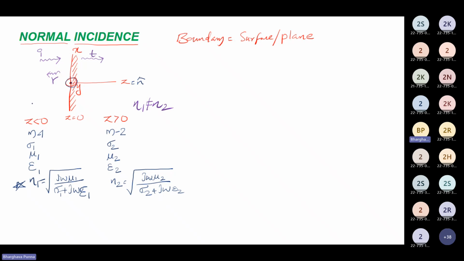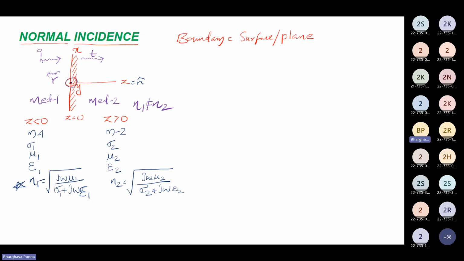Now, in medium 1, how many waves are you observing, and in medium 2, how many waves are you observing? In medium 1, we are observing two waves: one is the incident wave, the second is the reflected wave. In medium 2, we are observing only one wave, that is the transmitted wave.